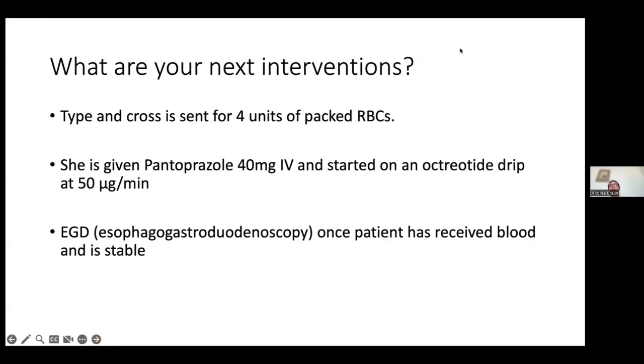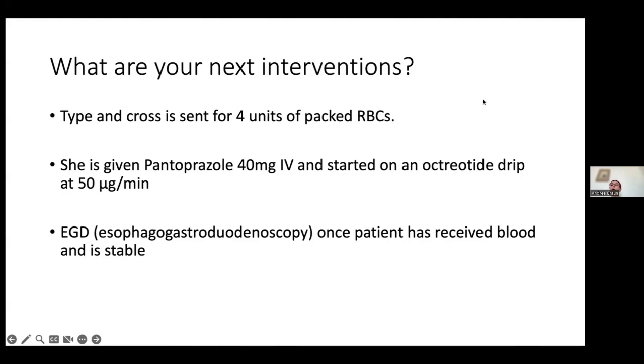So you would definitely transfuse some blood. And in someone who's actively bleeding, the hemoglobin that you measure does not reflect what their actual blood volume is. So you have to transfuse based on vital signs, basically, based on the clinical status of the patient. In this patient, probably a good start is giving 4 units of packed red blood cells. We will give a PPI as well, pantoprazole, and then start octreotide: give a 50 mcg bolus, and then start a drip at 50 mcg per hour. And then you would do the endoscopy once the patient is stabilized.